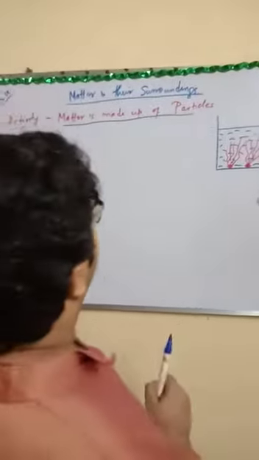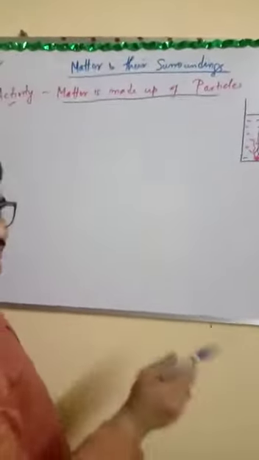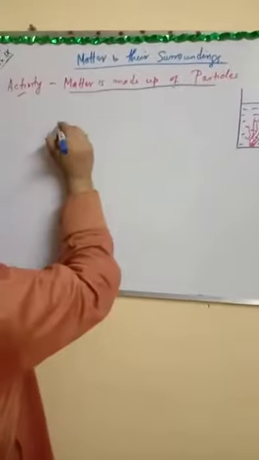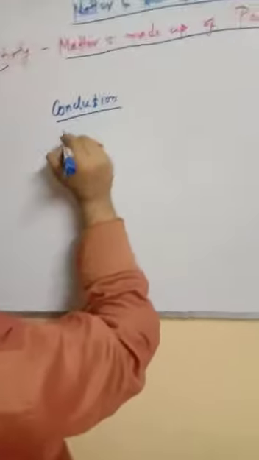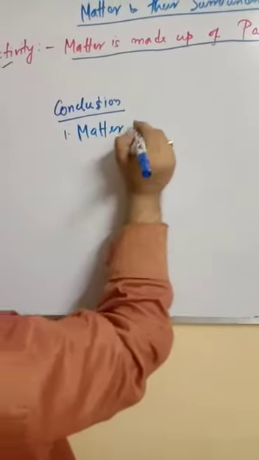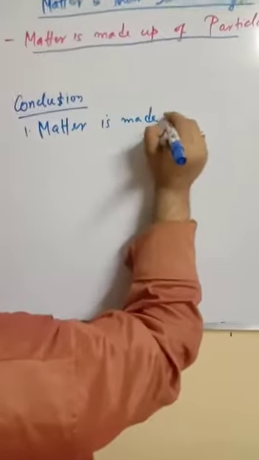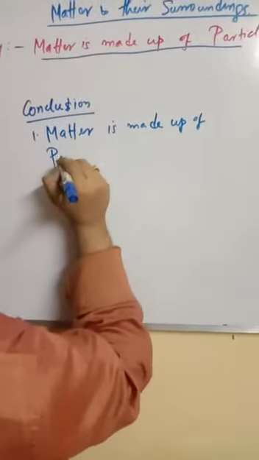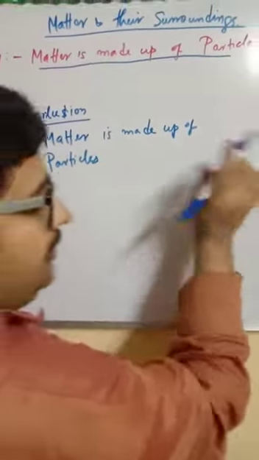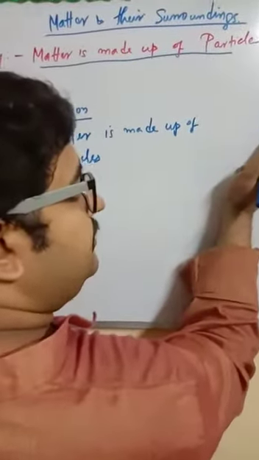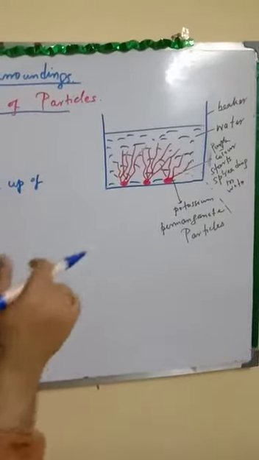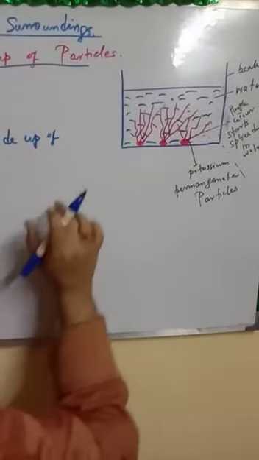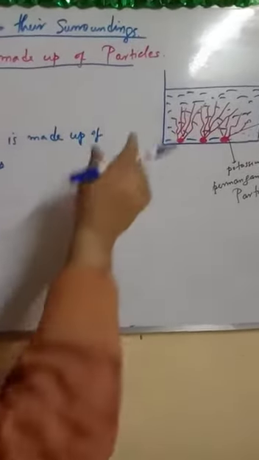So from this activity, two things are clear. One, matter is made up of particles. So I'm just writing the conclusions. One, matter is made up of particles. Why? Because as these particles come into the water medium, you see a change of color. And secondly, water also contains particles which are colorless. So from colorless, it transitions towards violet.